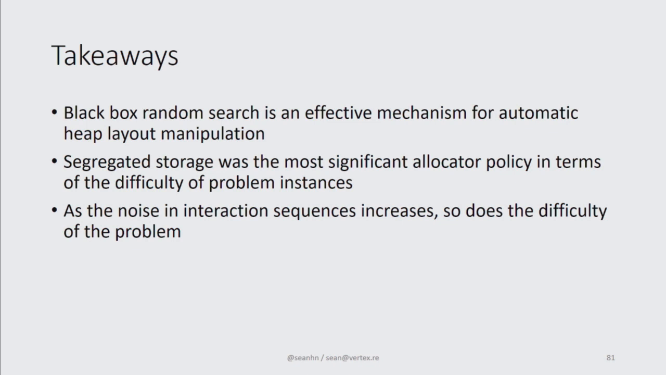So there are a few takeaways from this that I think are worth mentioning or reinforcing. First, blackbox random search does appear to be an effective mechanism for automatic heap layout manipulation. There are a number of instances that were clearly hard that it couldn't solve, and if you want to talk about ways to solve those, find me later. Segregated storage was clearly by far the biggest differentiator between hard and easy instances. With dlmalloc, with AVR libc, and no noise, blackbox random search can solve these instances in fractions of a second. And as noise increases, obviously the difficulty of the problems also appeared to increase.